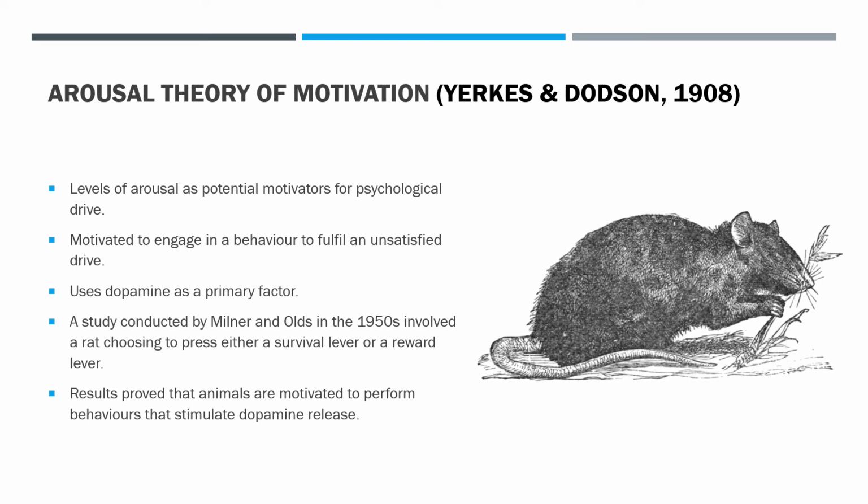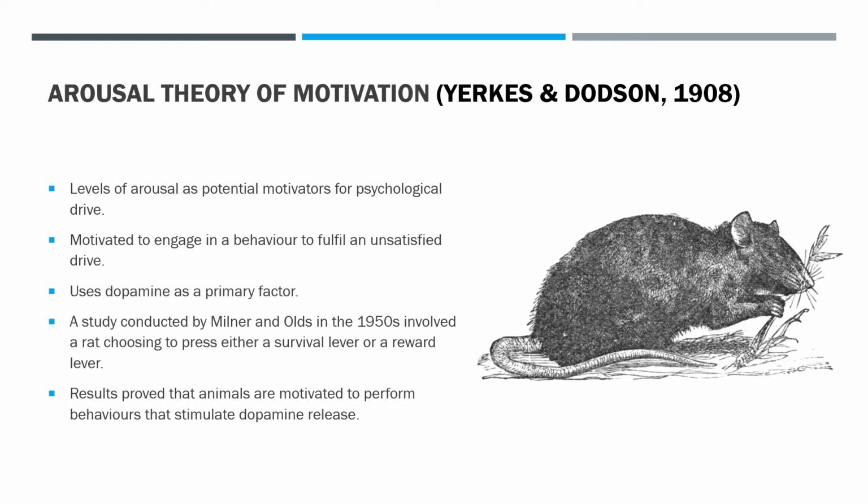The arousal theory of motivation can be linked to the habit loop, as it links levels of arousal as potential motivators to eliminate psychological drive. The theory uses dopamine as the primary factor for motivation in the body. The arousal theory is described as the body being motivated to engage in a behavior to fulfill an unsatisfied drive.